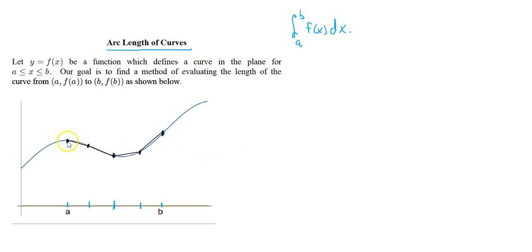Now, we know how to calculate the length of a straight line segment. So if we calculate the length of each of these straight line segments and add them up, that would be a good approximation to the arc length of the curve. So let's determine the length of one of these line segments. Let's just focus on this line segment right here. Now we want to calculate the length of that segment.